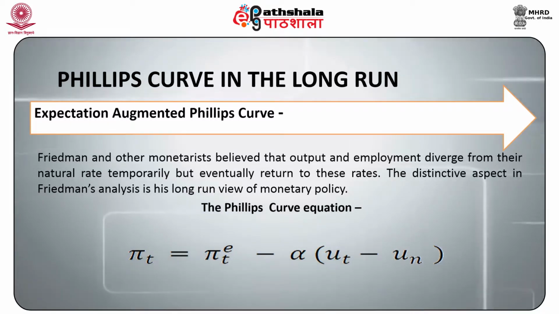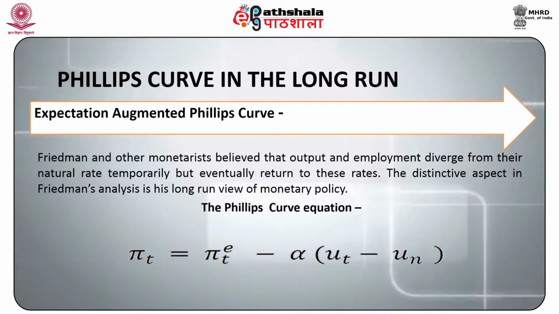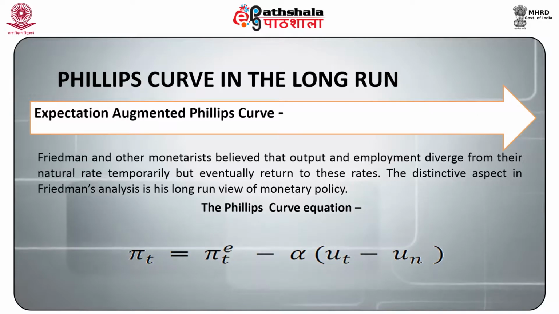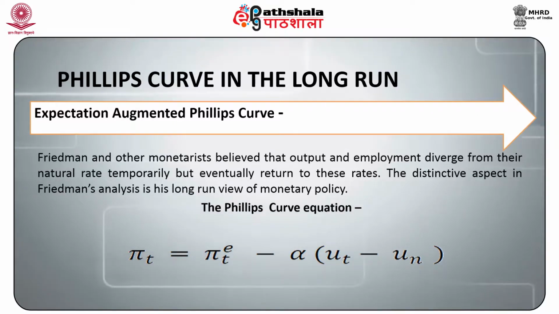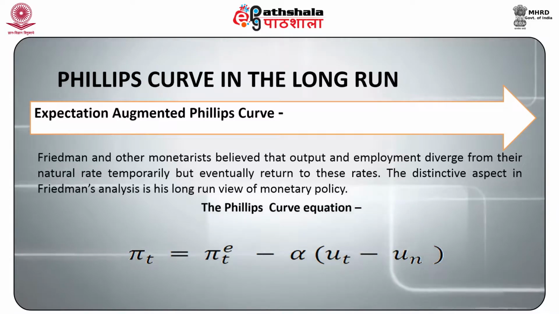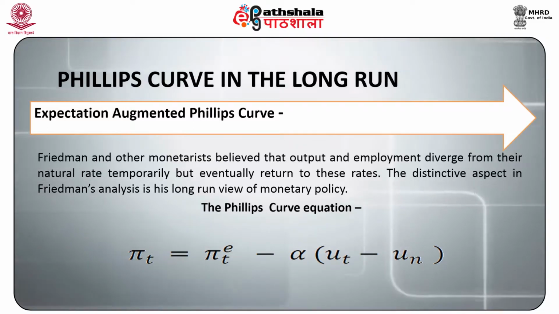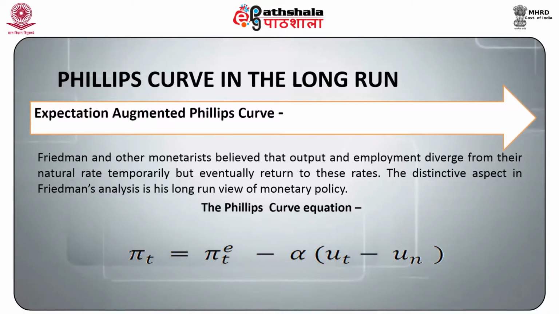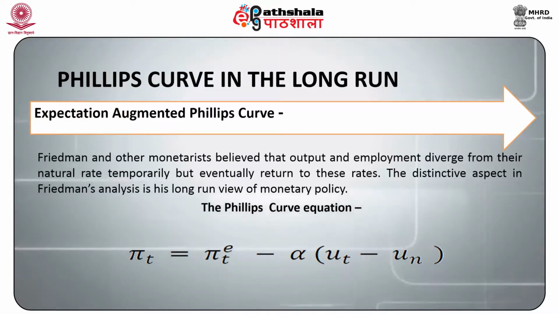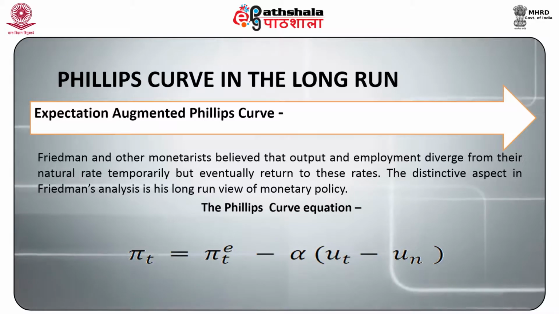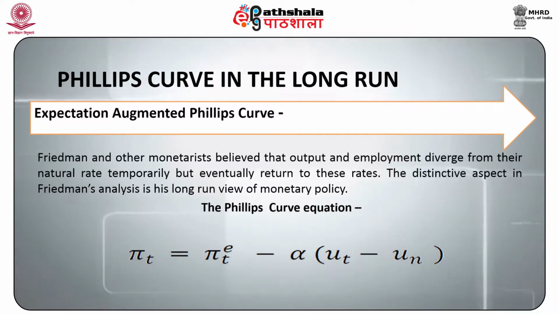We can write the Phillips curve equation as follows. Pi t equals pi t to the power e minus alpha into (ut minus un), where actual inflation given by pi t now depends on the expected inflation given as pi t to the power e and deviation of unemployment given as ut from the natural rate un. The equation shows that when actual inflation is equal to the expected inflation, unemployment is at the long run equilibrium.